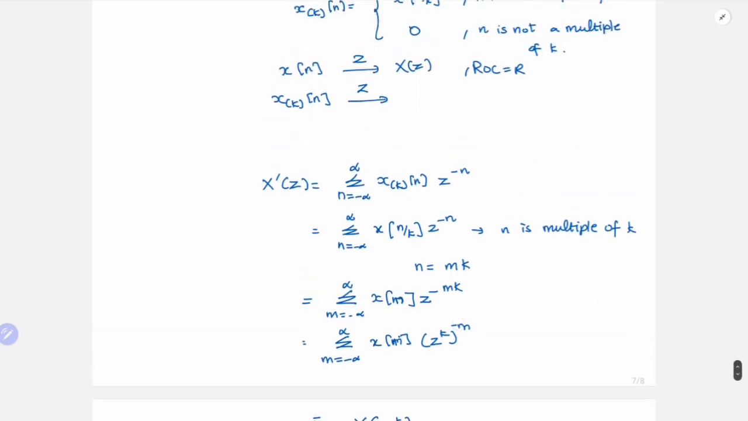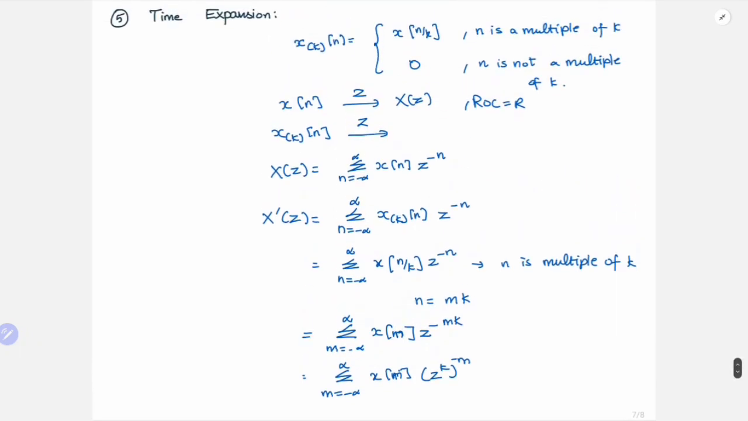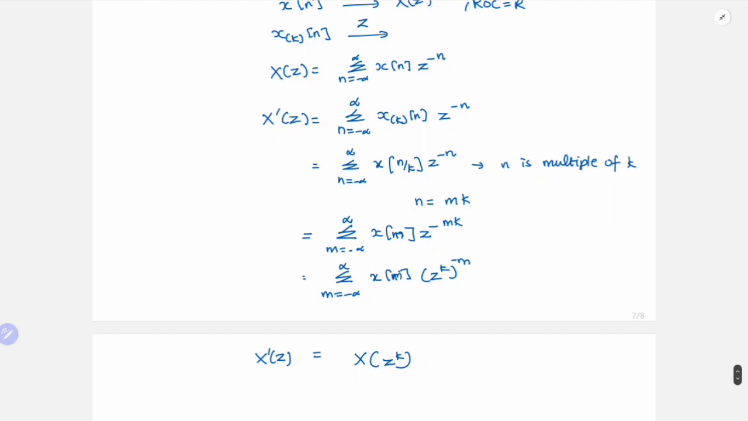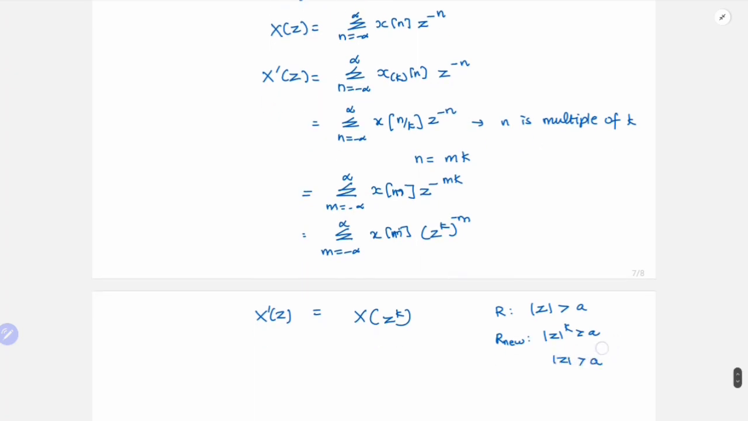So it looks like X of z power k, correct? Your X of z is nothing but summation n equal to minus infinity to infinity x of n z power minus n. So it looks like z is replaced with z power k. That is what I have written there. So your new Z transform for this signal, which has a time expansion form, is nothing but X of z power k. So what will your ROC be? If your original ROC R was mod z greater than a, then your new ROC will be mod z power k greater than a, or mod z greater than a power 1 by k.